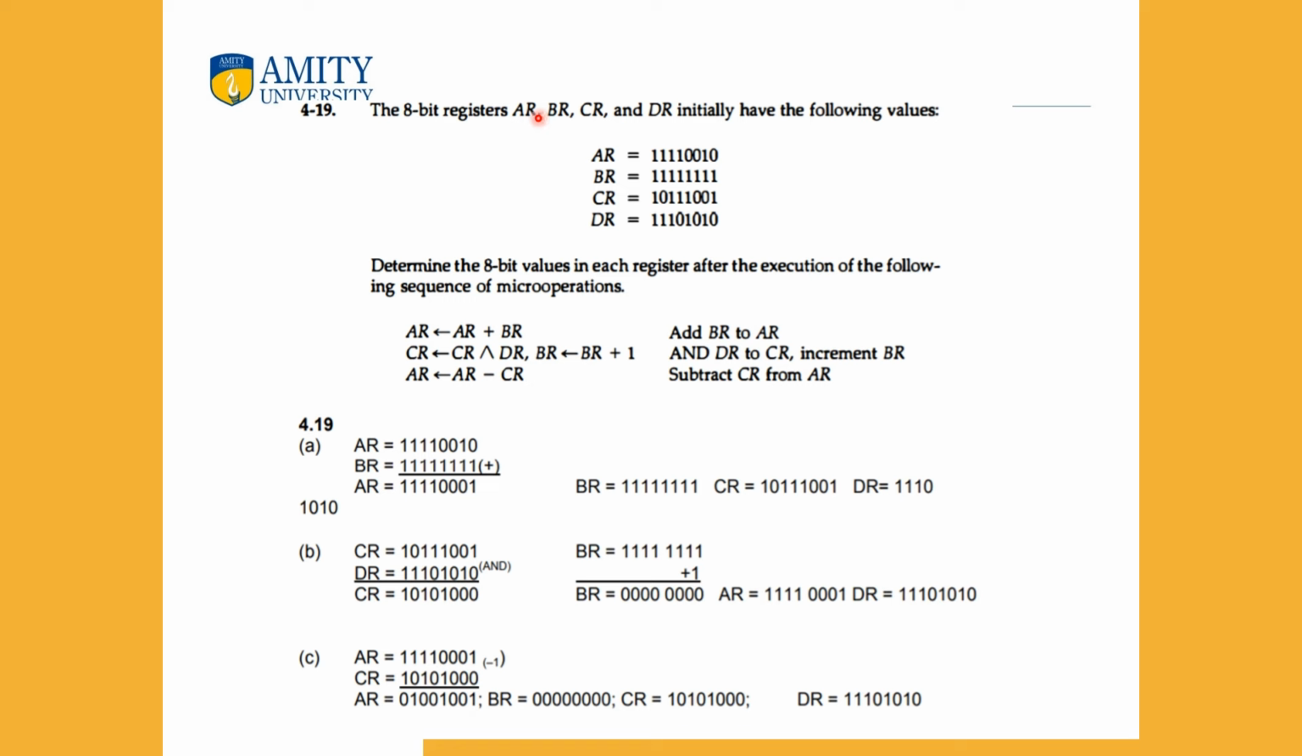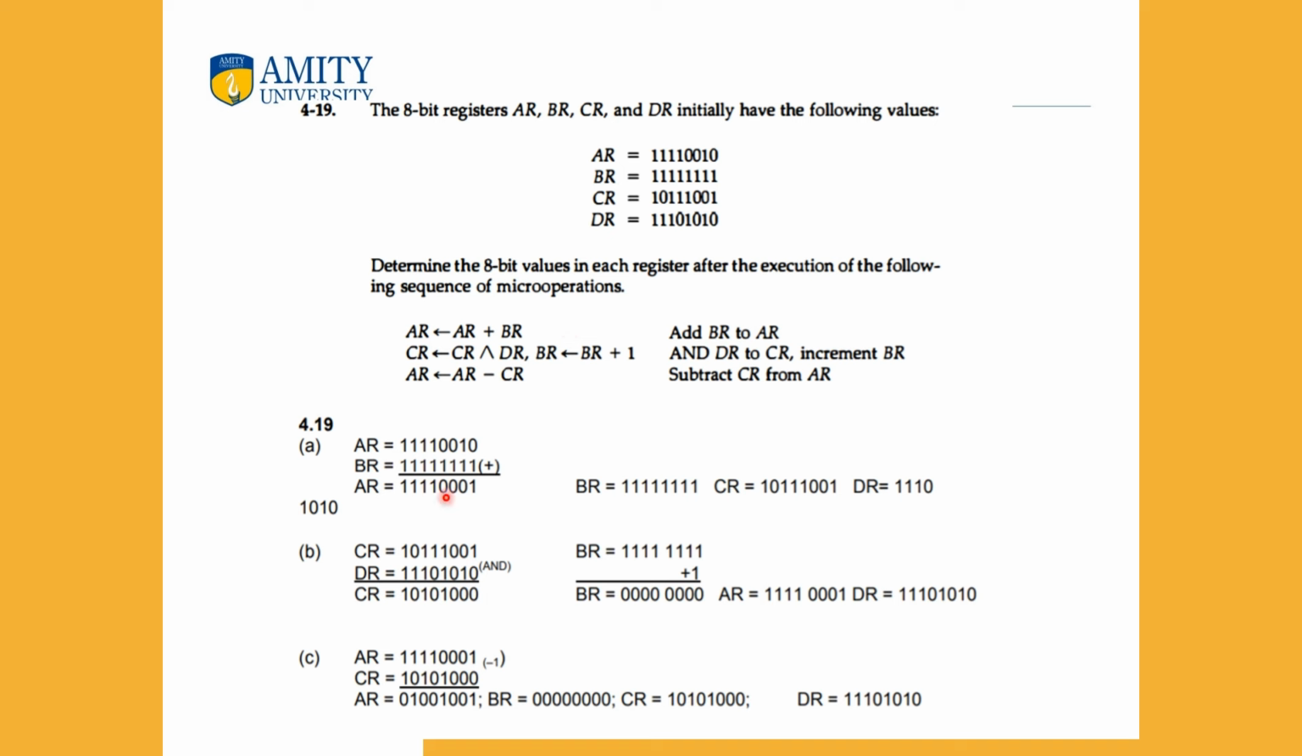Now we have the 8-bit registers AR, BR, CR and DR, and they have the following values. Determine the 8-bit values in each register after the execution of the following sequence of micro operations. We have 3 operations being performed. First, BR is added to AR, and then we have AND DR to CR, okay, and then we increment BR, and finally we have subtract CR from AR, okay.